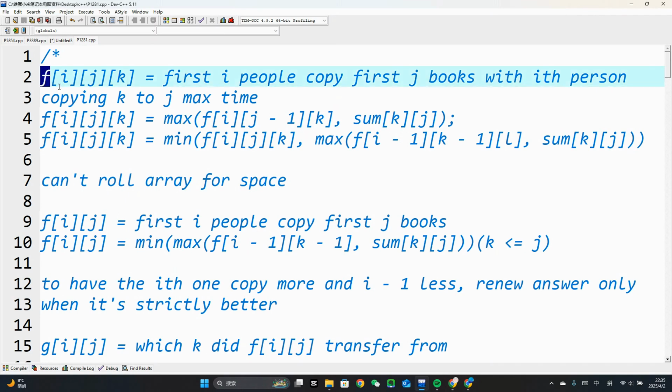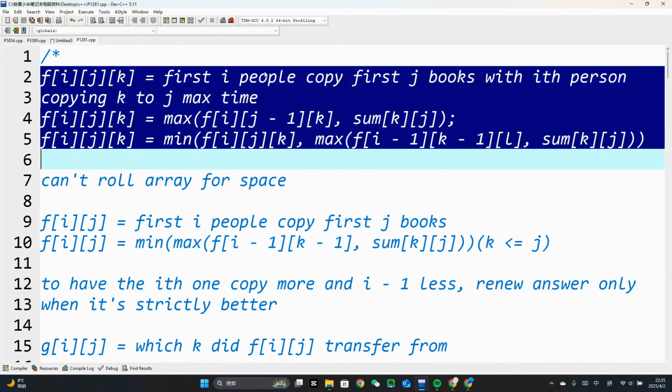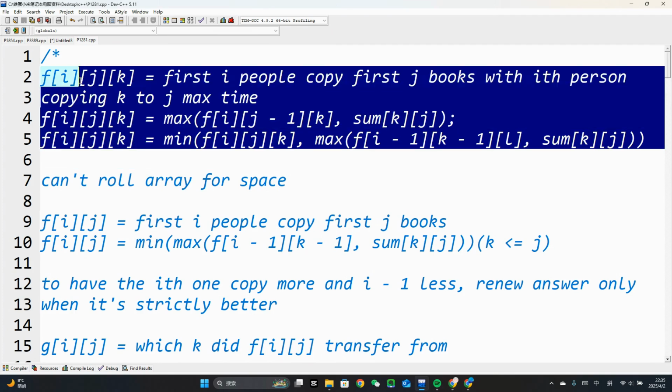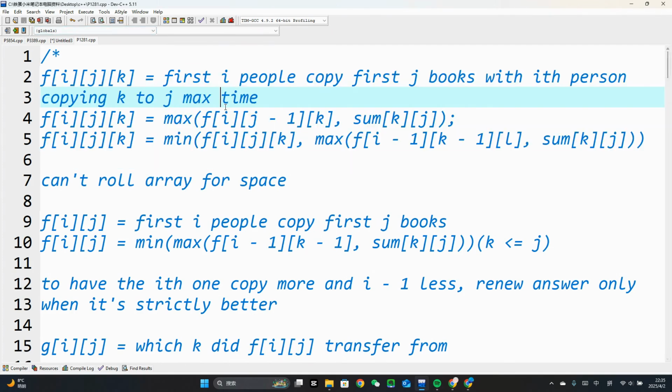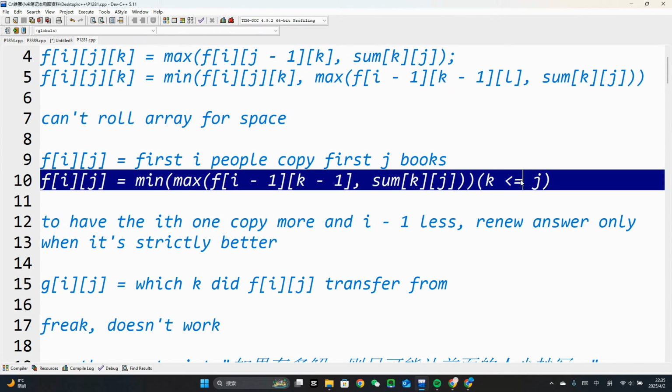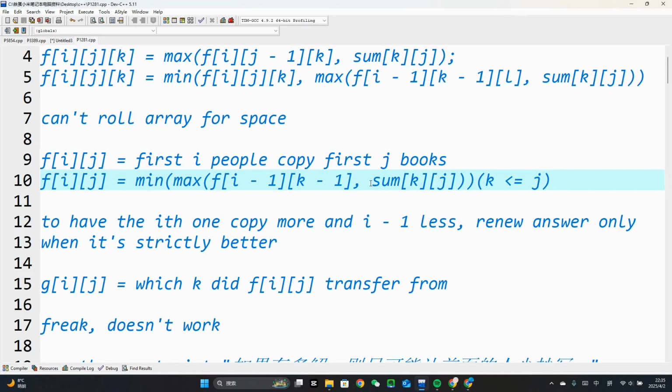That's my first instinct. F[i][j][k] is obviously the first i people copying the first j books with the ith person, but realize that since n is at most 500, that will give us a space complexity of over 100 MB, which is not acceptable. So then we consider this: F[i][j] equals the first i people copy the first j books, and then realize it is quite simple to transfer from the last state, which will just find the optimal breaking point between the ith person and the (i-1)th person, which in this case we will enumerate, denoting it by k.